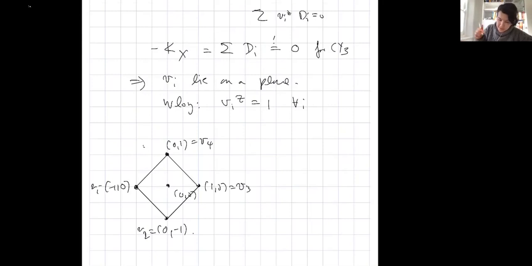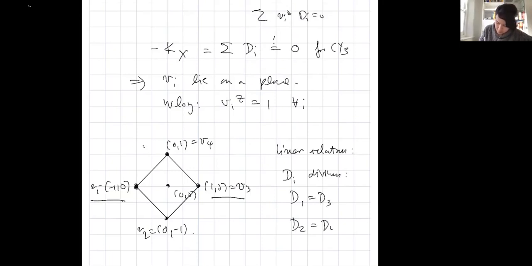And we have the linear relations. The linear relations basically just tell us here that each one of these is associated to a divisor. So the D_i are the divisors associated to the v_i. And in fact, from here, we read off very simply that the ones for v1 and v3 are not independent. In fact, D1 is D3, and also D2 is D4.